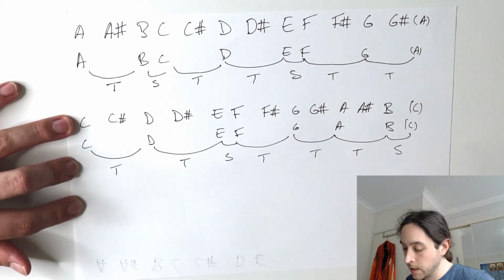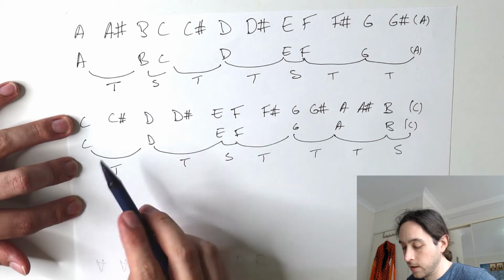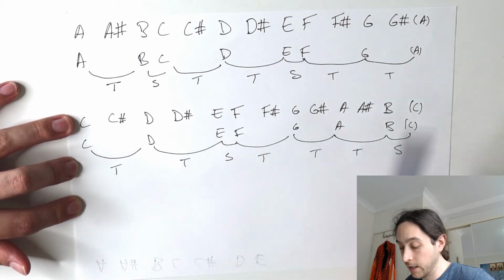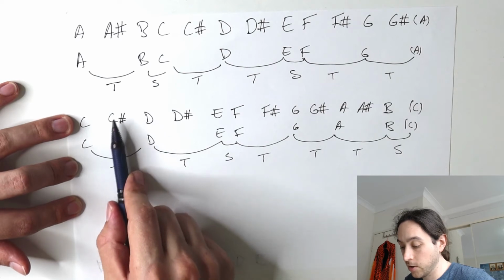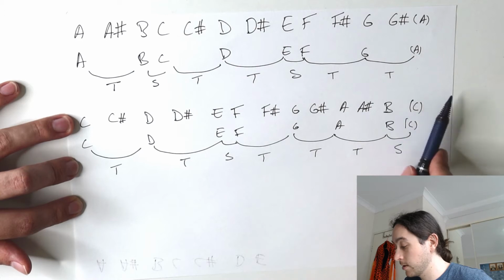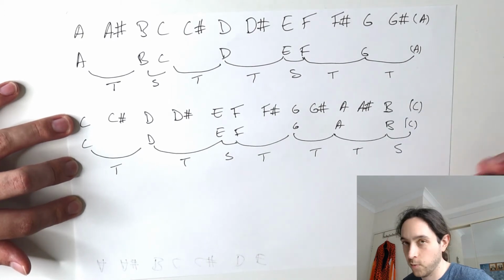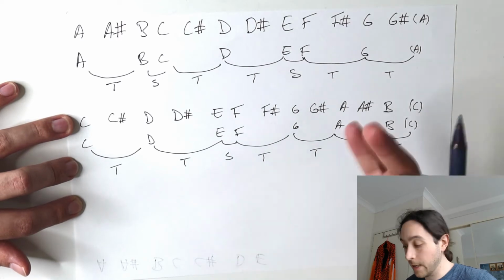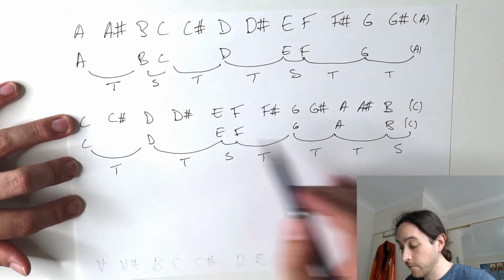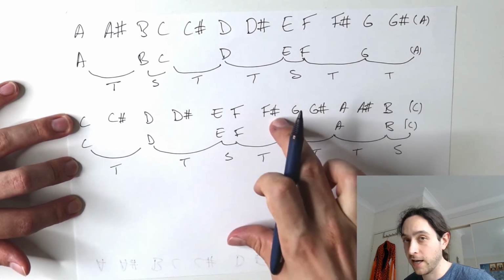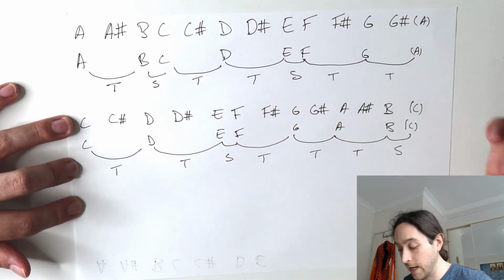Okay, so this means that now we've got the pattern of tones and semitones for any major scale, right? If we start on C sharp and we go tone, tone, semitone, tone, tone, tone, semitone, we've got our C sharp major scale, okay? So it doesn't matter where you start. Start on F, follow this same pattern, and you're going to get an F major scale. This is how simple music theory can be.